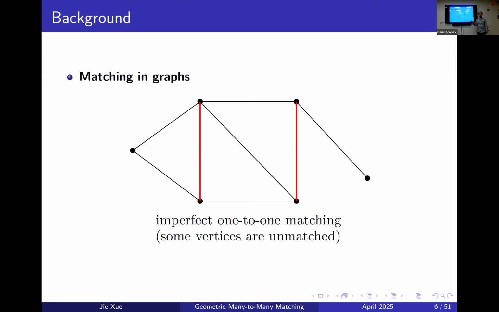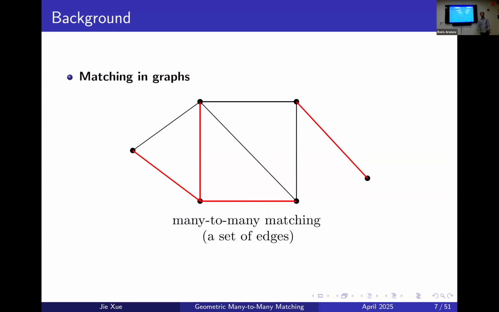Okay, so this is one-to-one matching, and because you have one-to-one matching, you can also define the so-called many-to-many matching. A many-to-many matching is just a set of edges, because here you are matching vertices using edges, but you don't have the restriction where every vertex is only allowed to match to one other vertex. Every vertex can be matched to multiple other vertices. So you just select a set of edges, and that is a many-to-many matching.